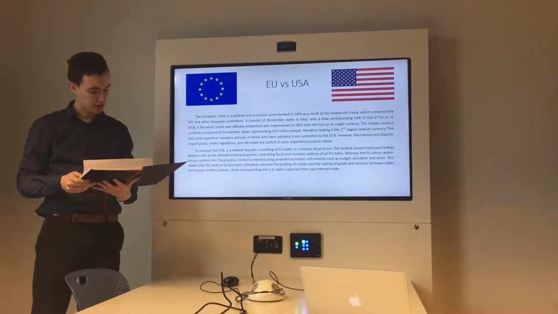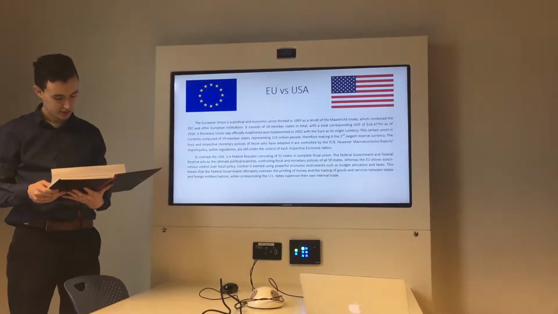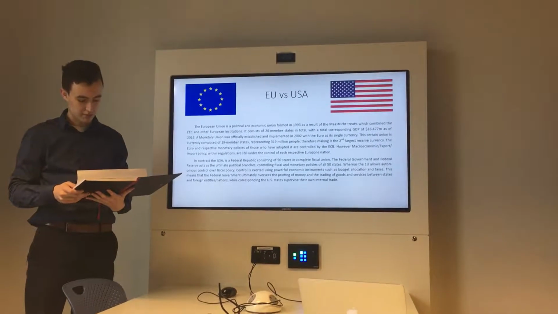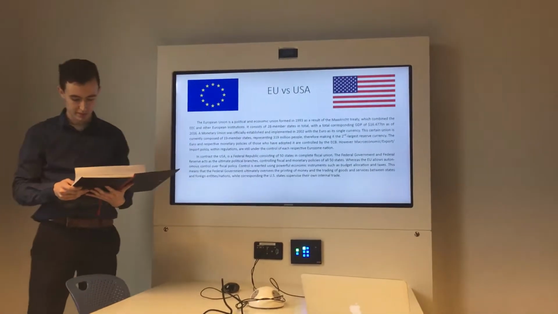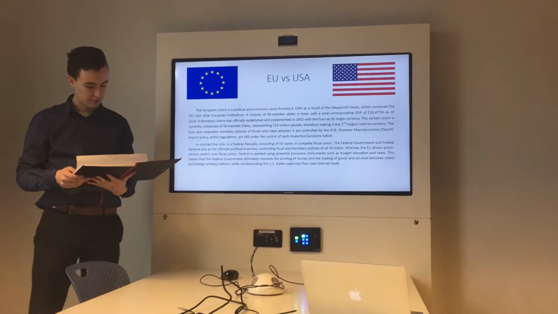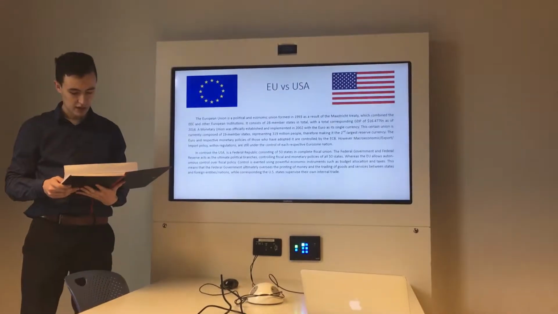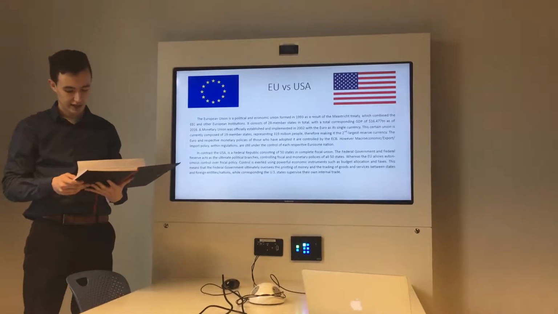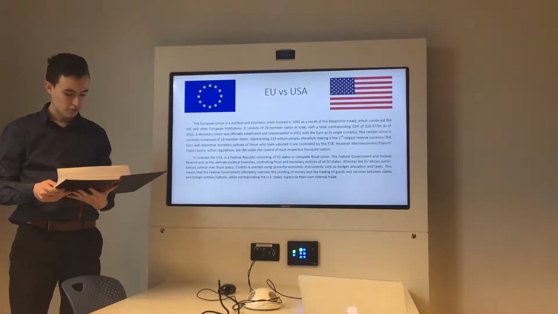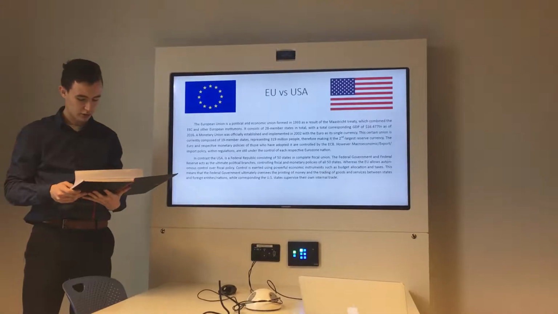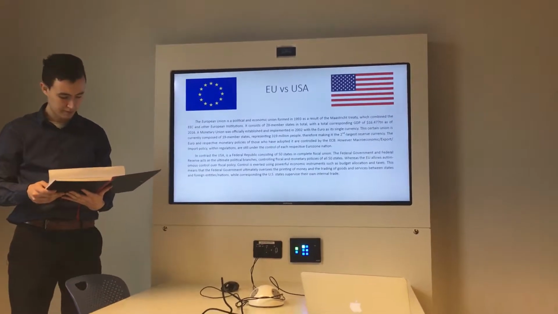This union is currently composed of 19 member states, representing 319 million people, therefore making it the second largest reserve currency. The euro and respective monetary policies of those who have adopted it are controlled by the European Central Bank. However, macroeconomic, export and import policy within regulations are still under the control of each respective Eurozone nation.